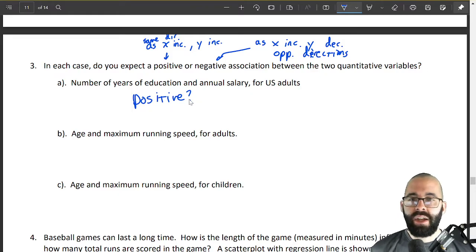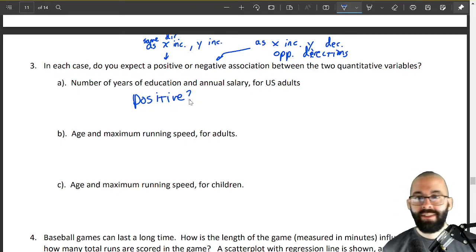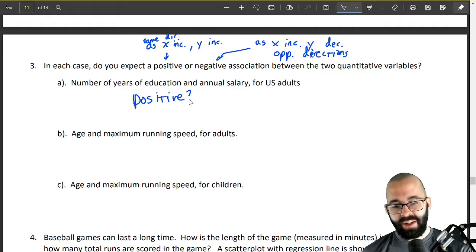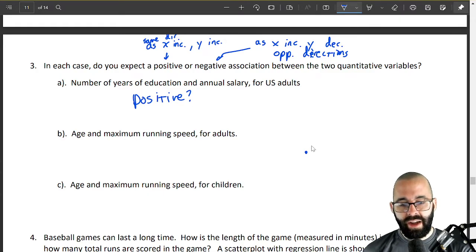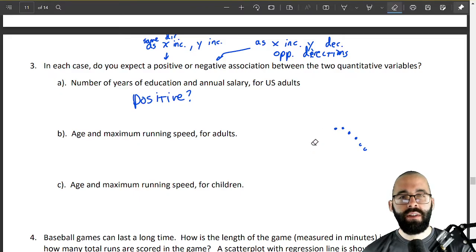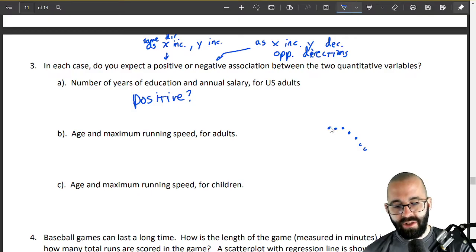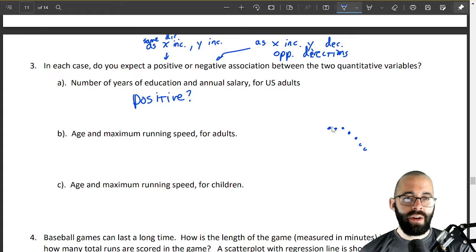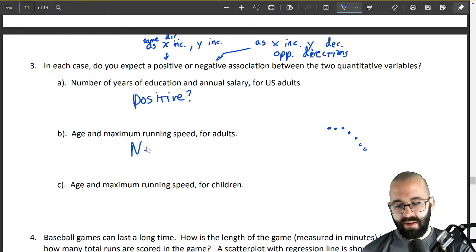Age and maximum running speed for adults, right? Because if we weren't looking at only adults, then yes, as you're growing up, your running speed would increase, then maybe kind of plateau, and then as you get older, your running speed would decrease. But we're only looking at running speed for adults. There's negative correlation. And again, maybe it plateaus for a while or is pretty constant from like 20 to 40 or whatever, I don't know. But on average, it'll decrease.